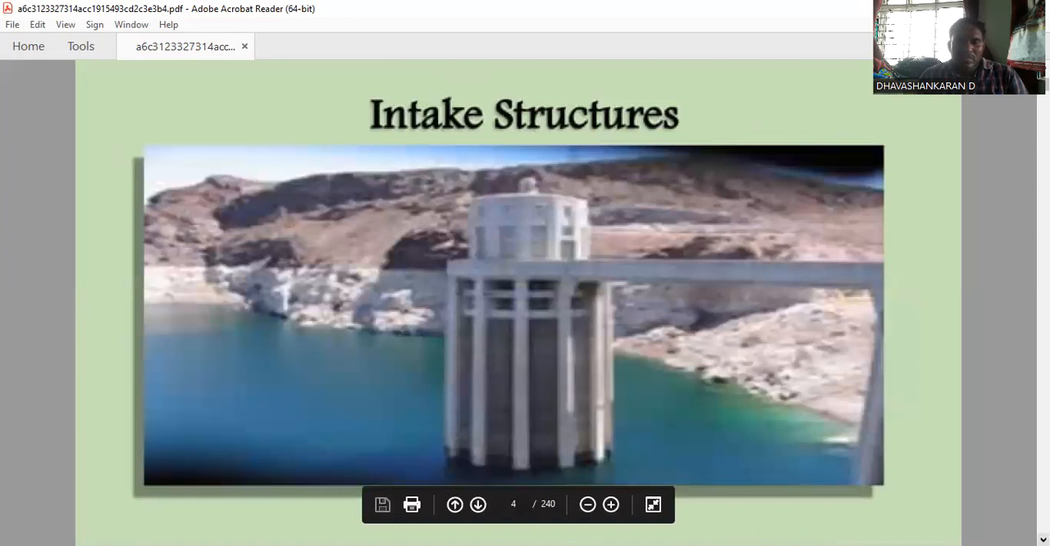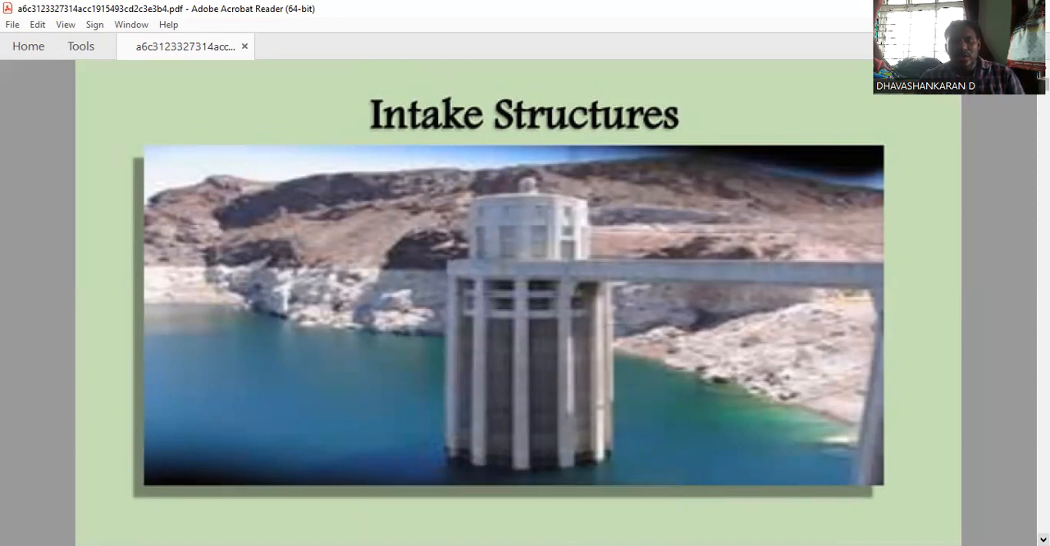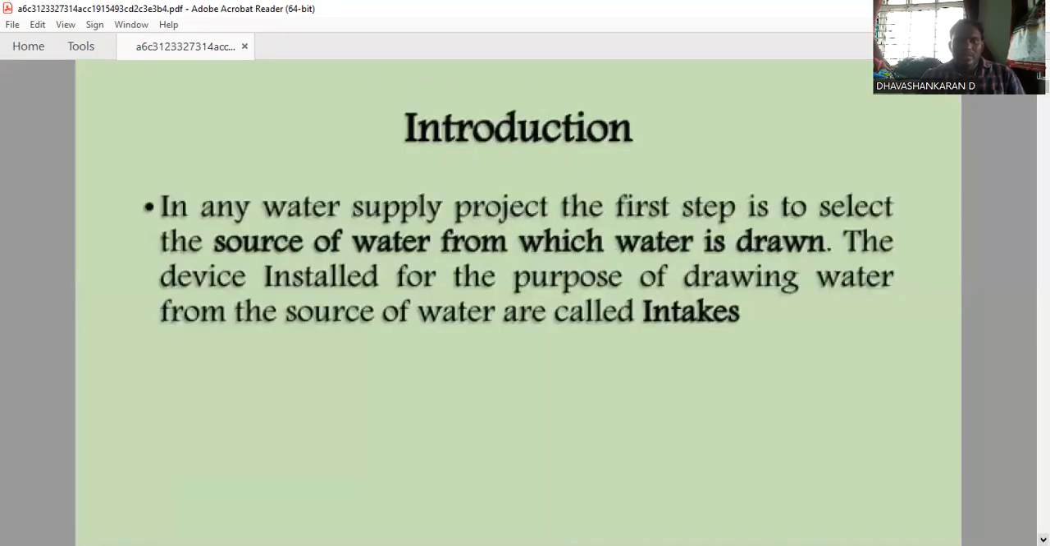So this first topic is on intake structure. Intake structure is nothing but where we can collect the water for the people, for the supply of the corporation, to the supply of people, and to meet the demand of the public. So that's called the intake structure. So we have the definition for this intake structure.